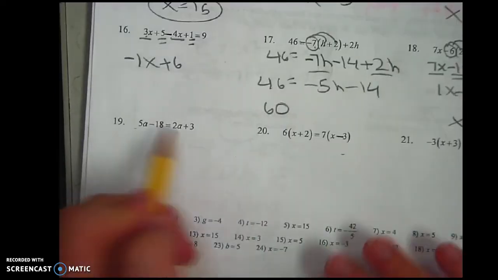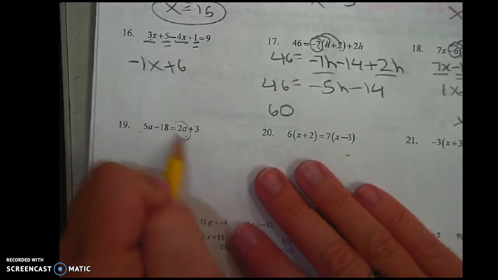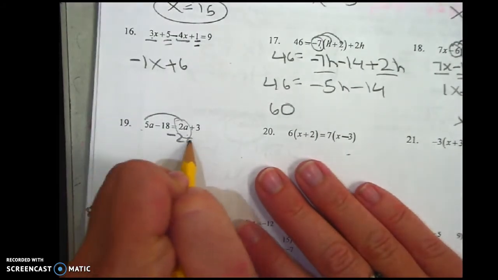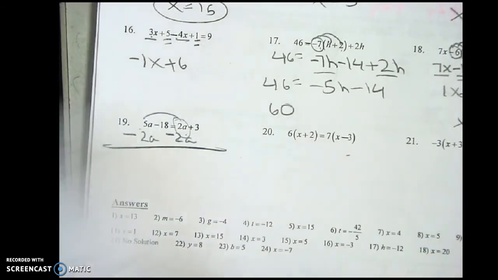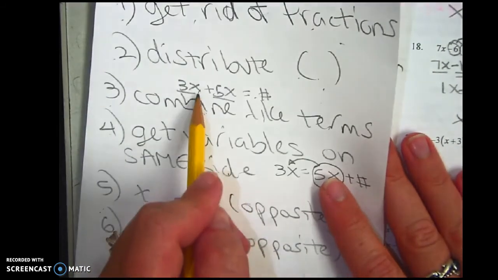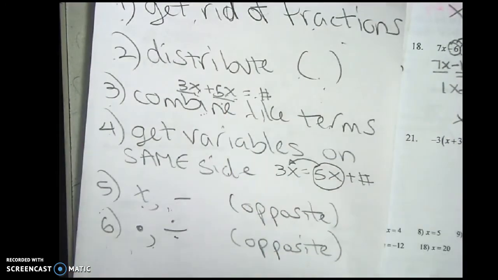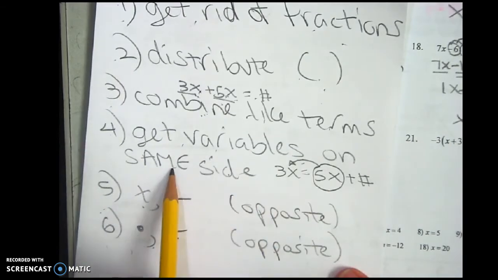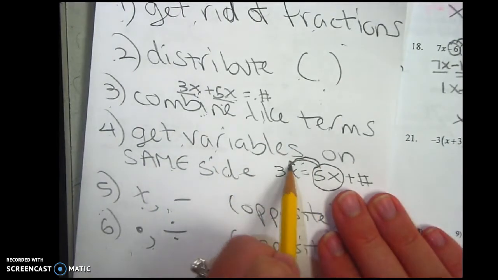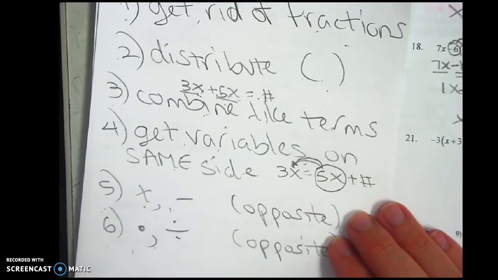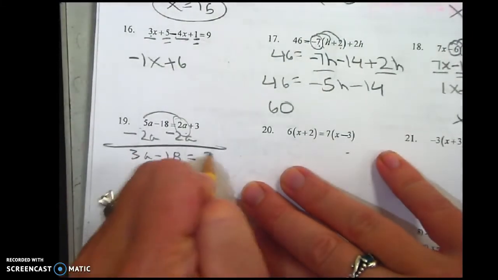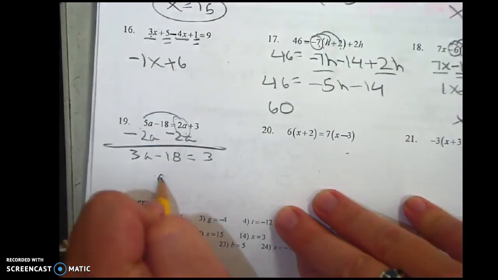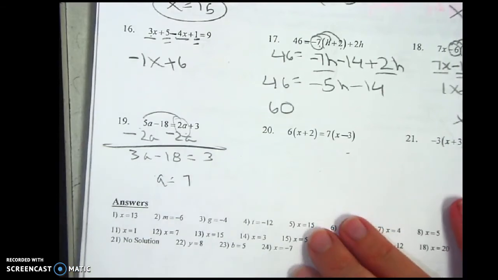In this case, we have x's or a's on both sides. I like giving the small to the big, minus 2a. And that's not combining like terms, because combining like terms is when they're on the same side, so you just put it together. This is getting variables on the same side, so you have to move this by doing the opposite. Be careful of that. I get 3a minus 18 equals 3. Add 18, divide by 3, a equals 7.